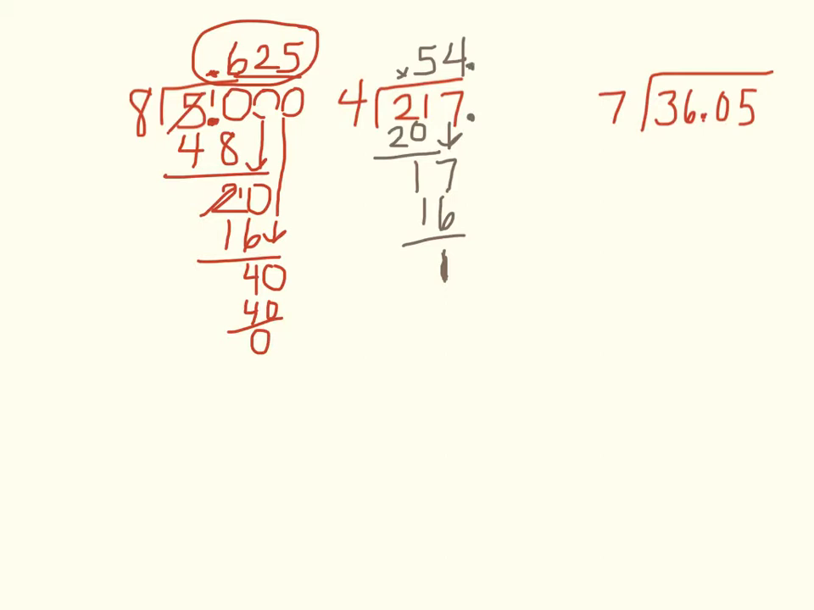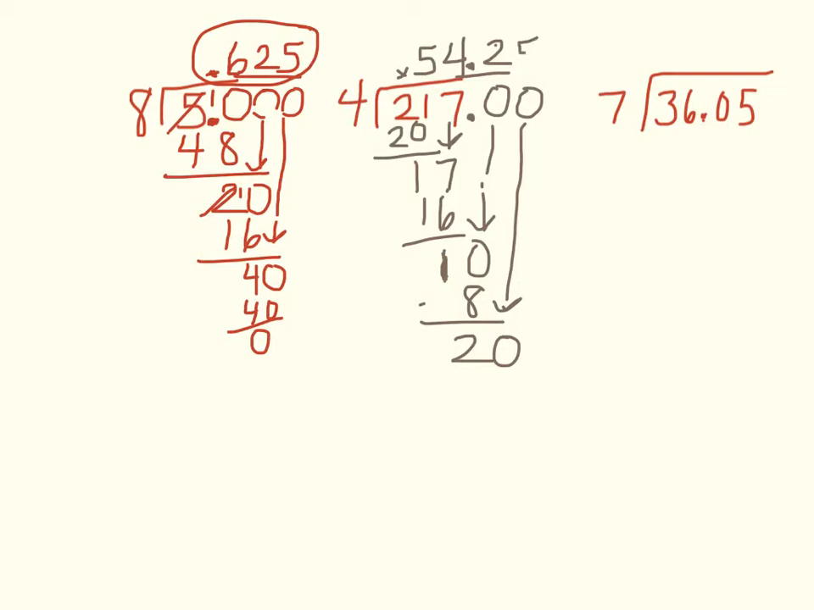Move the decimal point up. And then add a 0. Bring down my 0. 4 goes into 10 2 times. 2 times 4 is 8. Subtract and I get 2. Cannot have a remainder, so I have to add another 0. Bring my 0 down. 4 goes into 20. 5 times 4 is 20. And my remainder, now that it's 0, I know I'm done. And I can go on.